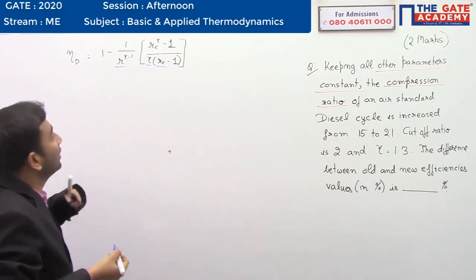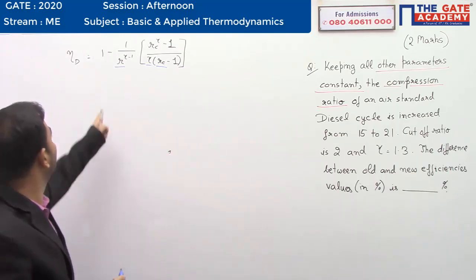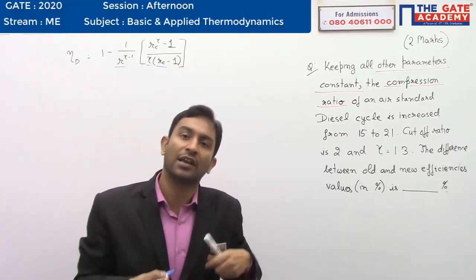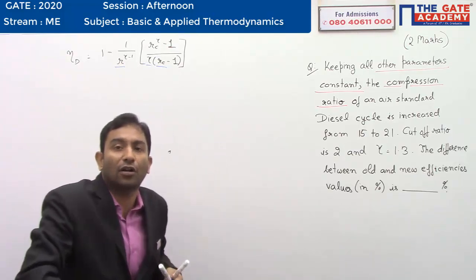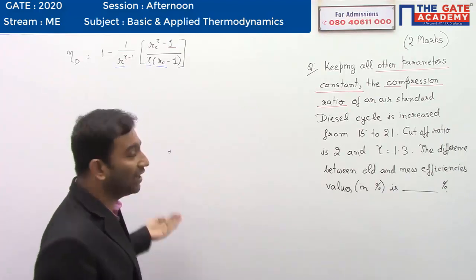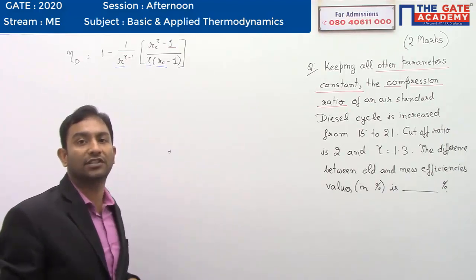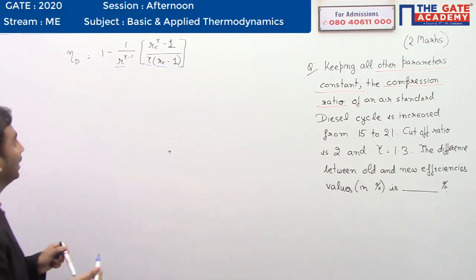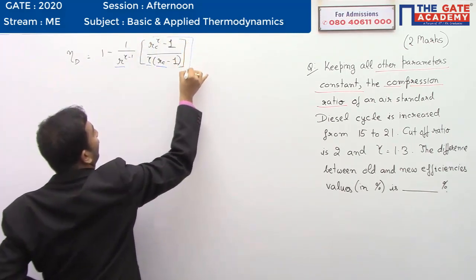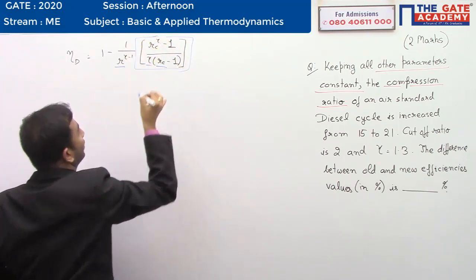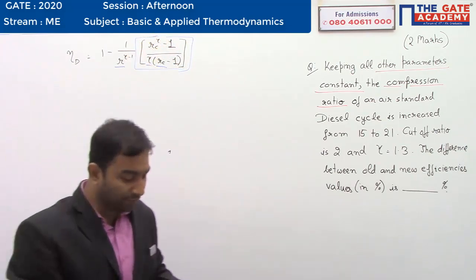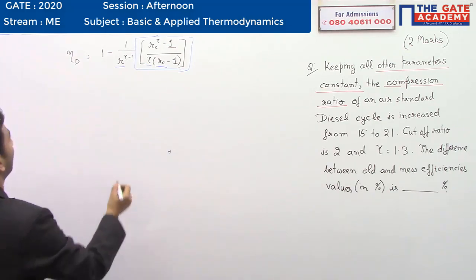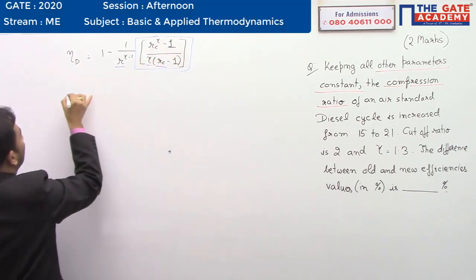Very good. So all other things are being kept constant. Only your R is being changed from 15 to 21. So let us see how. First of all, we'll find out your old efficiency, then we will find out the new efficiency. But since this term is kept constant, I'll first try to find out the value of this term and then I'll make the changes. Very good. So let us first see what will be the value of this part.